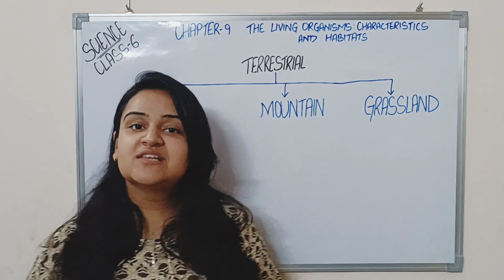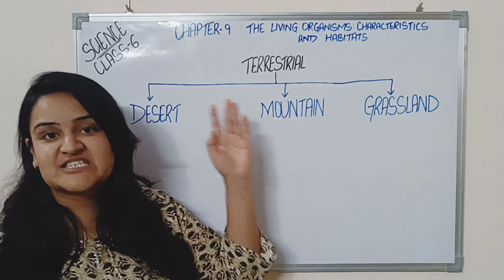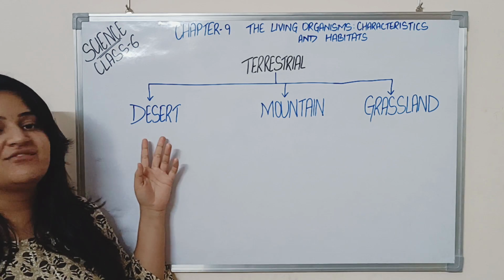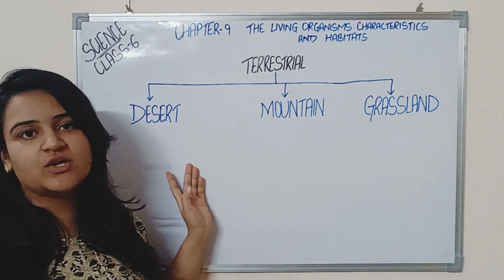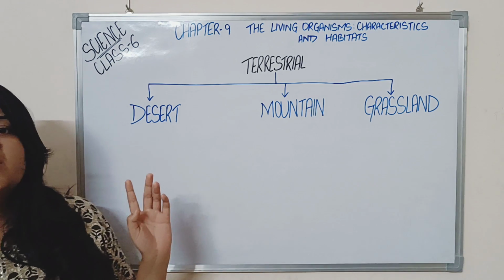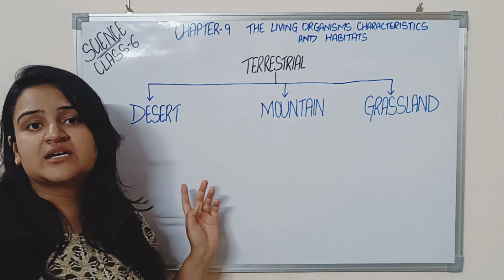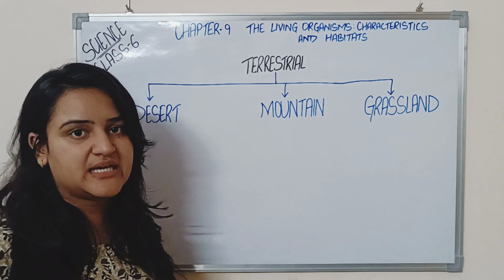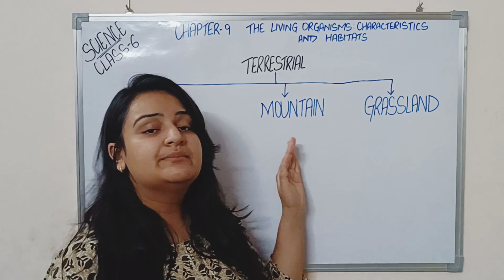Hello friends. So till now we have done about the terrestrial habitat, and in that we have done desert. I have explained to you all about the desert, how cactus and animals like camels survive in desert areas, right? Now we are going to talk about mountains.